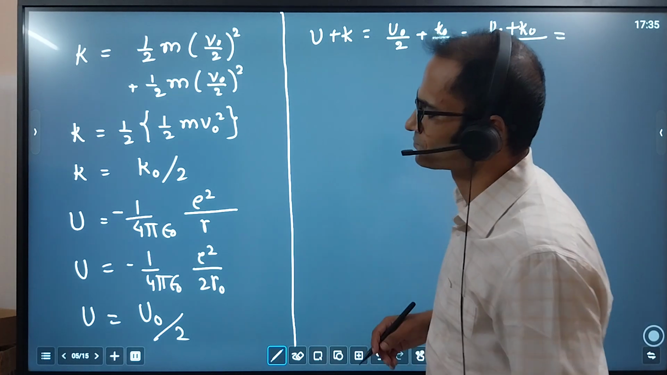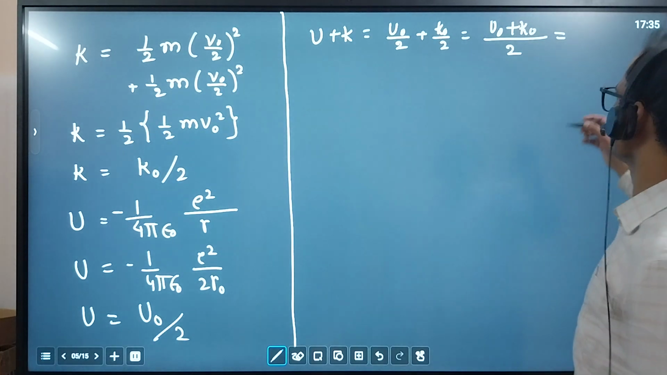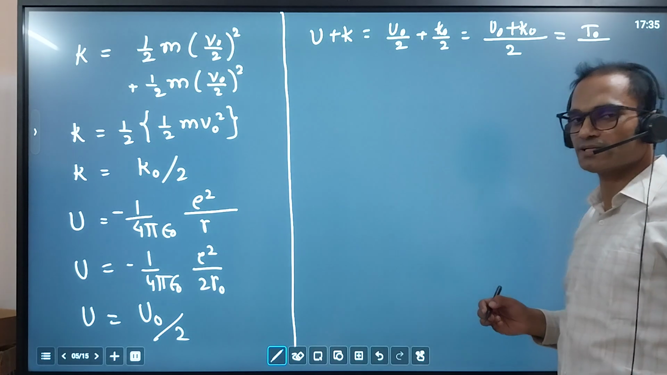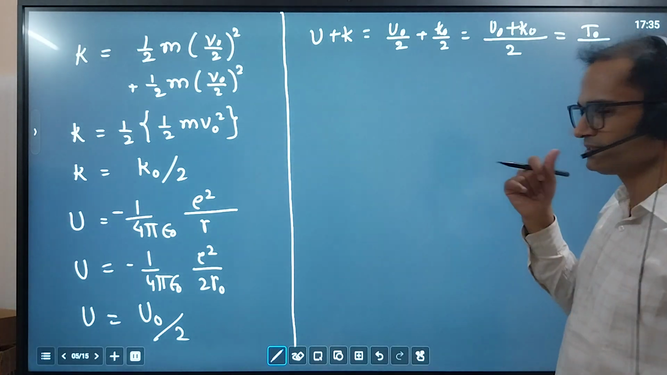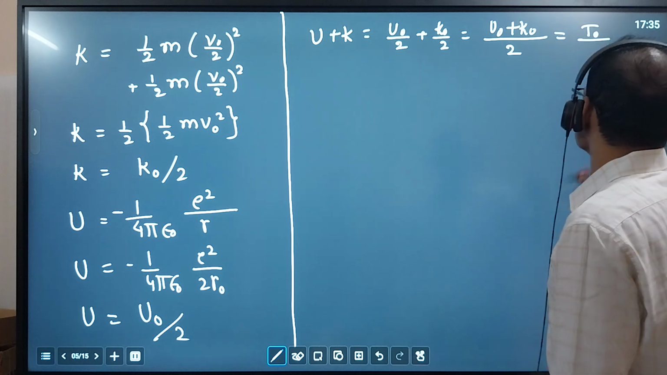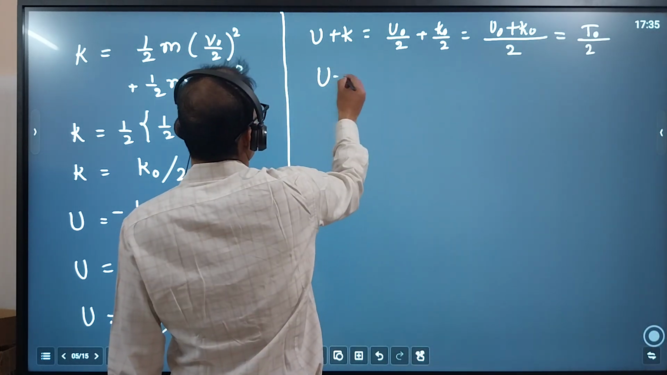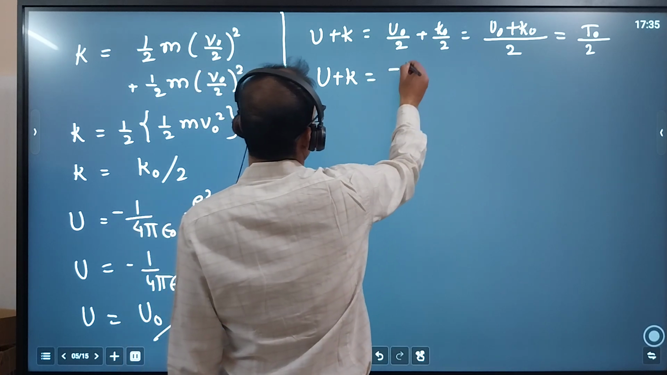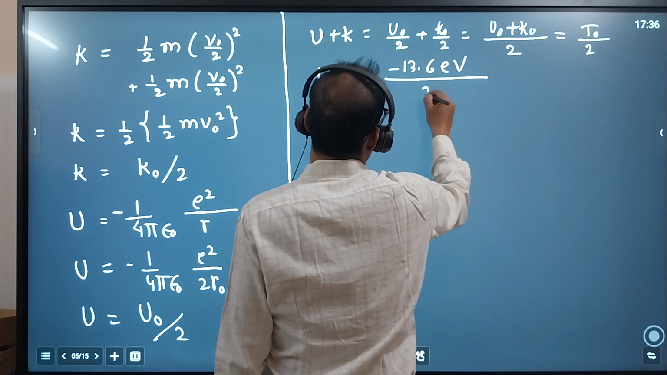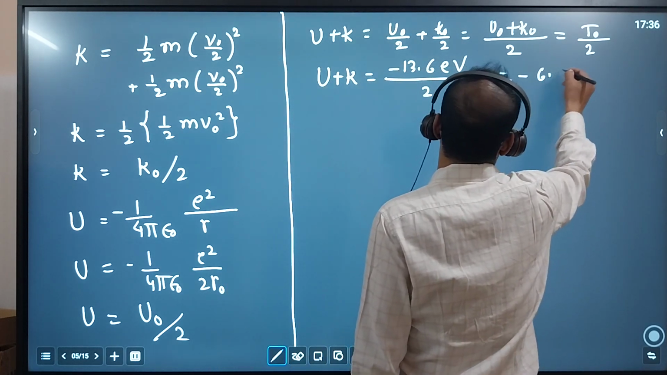Now one thing, this u naught by k naught, it is the total energy, potential plus kinetic energy in ground state for hydrogen atom. Okay, and we already know this value. This value is minus 13.6 eV. Actually we have used this also, so this will be minus 6.8 eV.